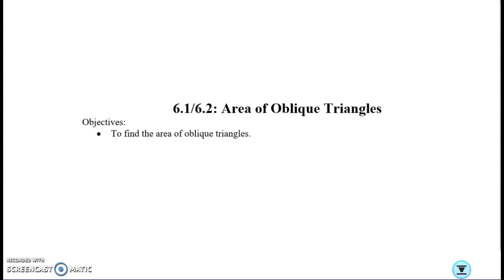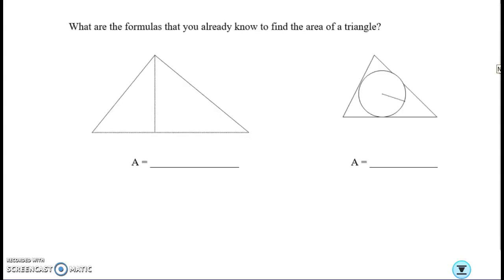Hi everyone. Today we're going to learn a new lesson. We're going to learn some new ways to find the area of triangles. We all know the formula for finding the area of a triangle as 1/2 the base times the height.